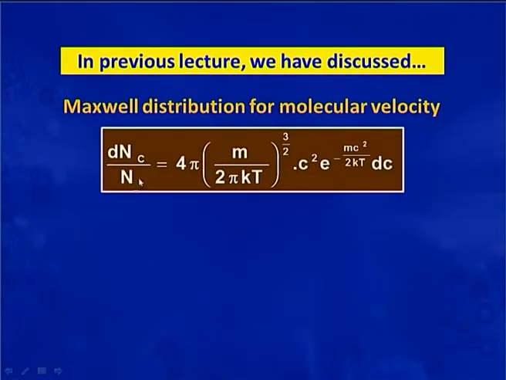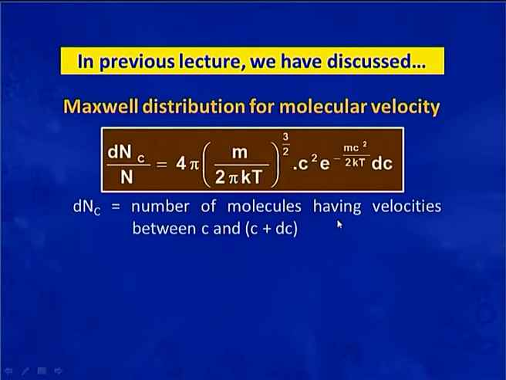And then we discussed the principle of continuity of state, which states that a liquid near the critical point is just a highly compressed gas. After that, we derived Maxwell distribution equation for molecular velocity, that is dNc by N is equal to 4 pi times m by 2 pi kT to the power 3 by 2 into c square e to the power minus mc square by 2 kT into dc.